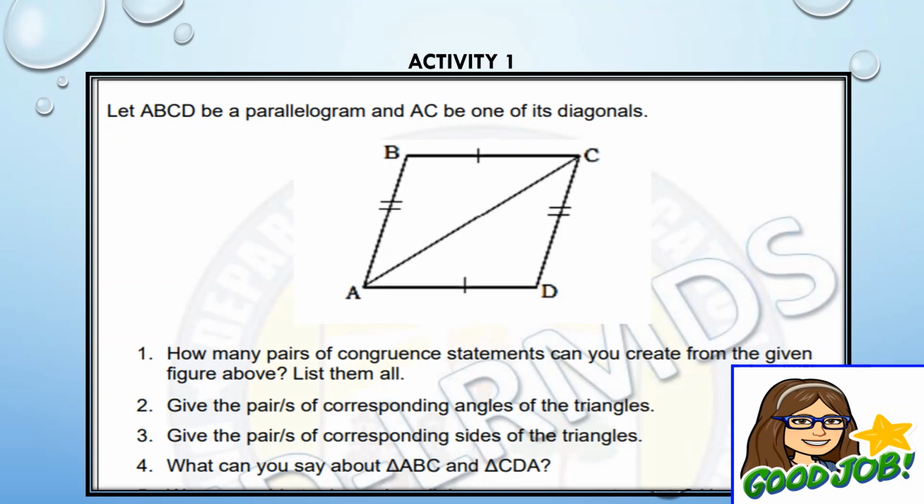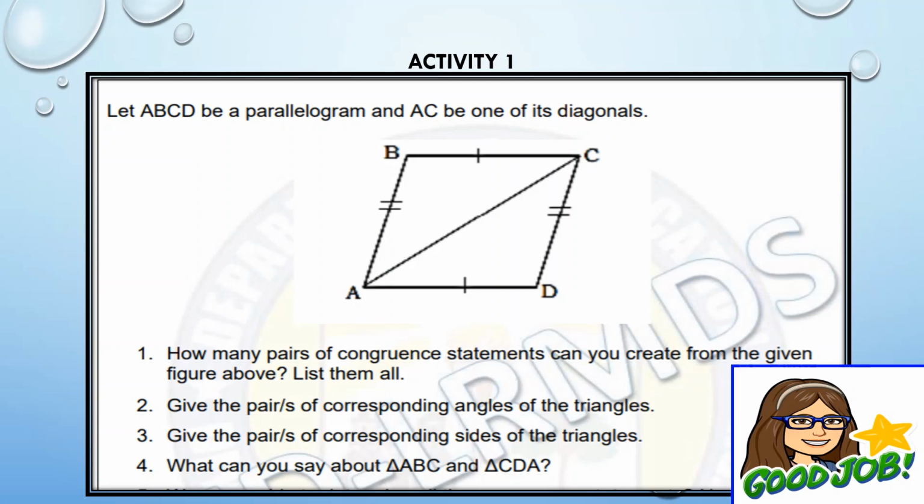Triangle ABC is congruent to triangle CDA. Triangle BCA is congruent to triangle DAC. Triangle CAB is congruent to triangle ACD. Triangle ACB is congruent to triangle CAD. Triangle BAC is congruent to triangle DCA. And triangle CBA is congruent to triangle ADC.